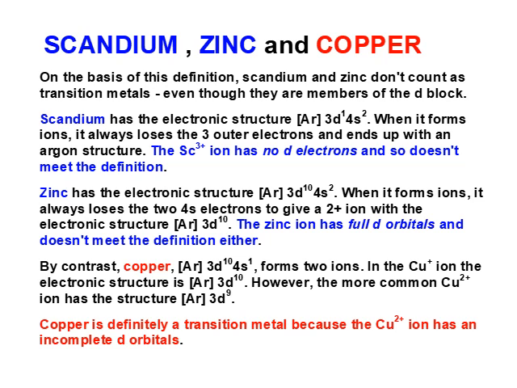Zinc has electronic configuration 3d10 4s2. When it forms an ion, it always loses two 4s electrons to give a 2+ ion. With electronic structure 3d10, the zinc ion has a full d orbital and doesn't meet the definition either. Thus we can see that in zinc, 3d10 4s2, both orbitals are complete. When the zinc cation is formed, it is still 3d10. That is why it is not considered a transition metal.